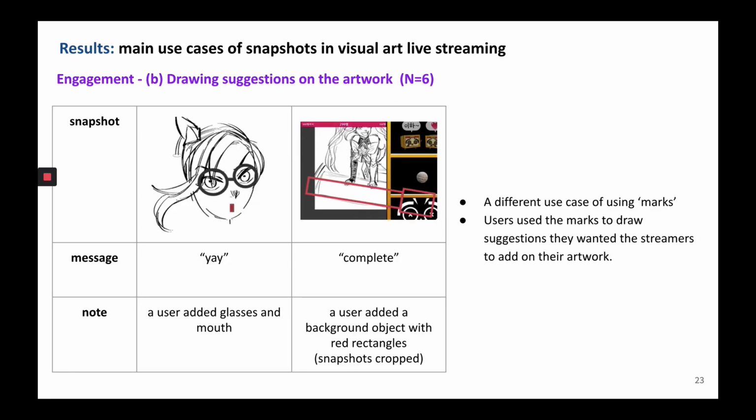Viewers also use snapshots to make suggestions on the work. Unlike the marks in the previous use case, which were used to emphasize specific parts, here, users use the marks to draw suggestions they wanted the streamers to add on their artwork. For instance, one viewer used the shape tool to draw glasses on a character, and another user drew a background object.